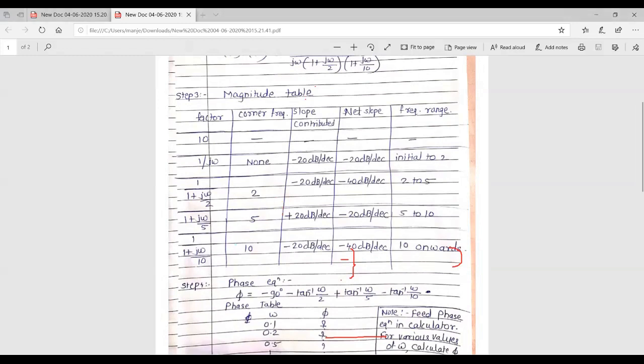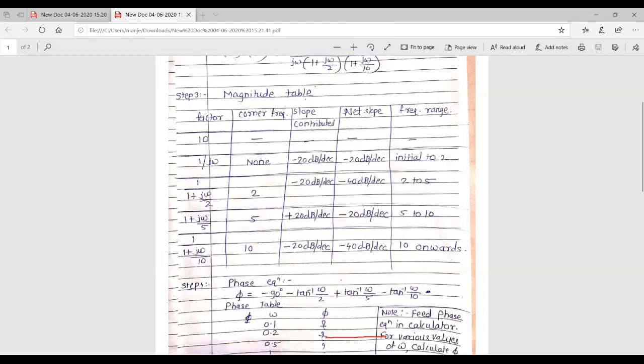Now see this, the third column, slope contribution per decade. For the first one, again, there is no frequency. This factor will contribute throughout the Bode plot, throughout the magnitude plot. Phase contribution by K is 0. So this will not contribute in phase, but it will contribute in magnitude of the transfer function. So slope contribution is none.